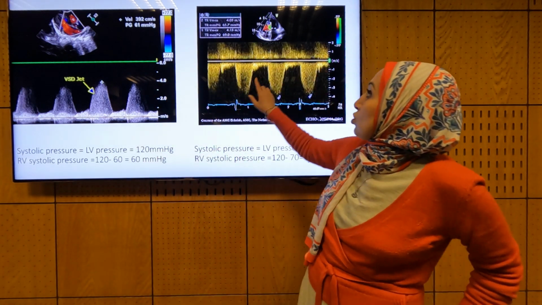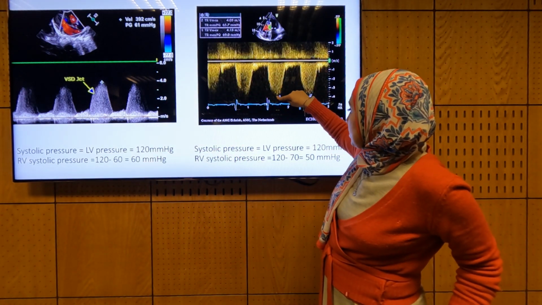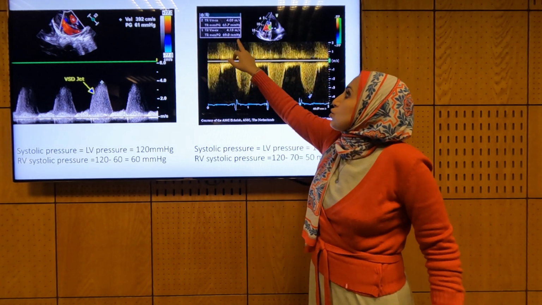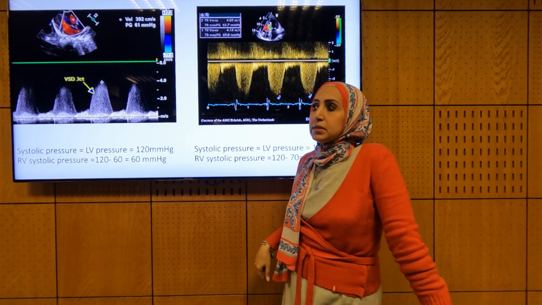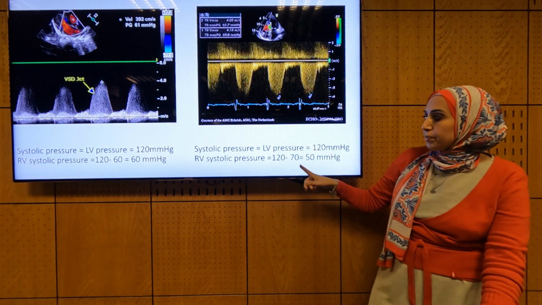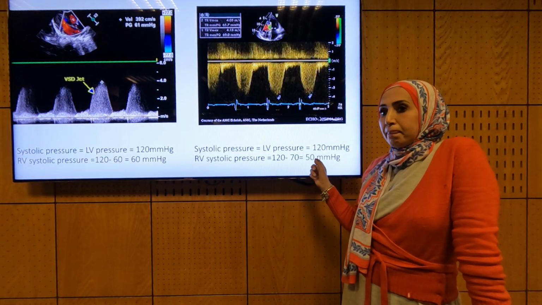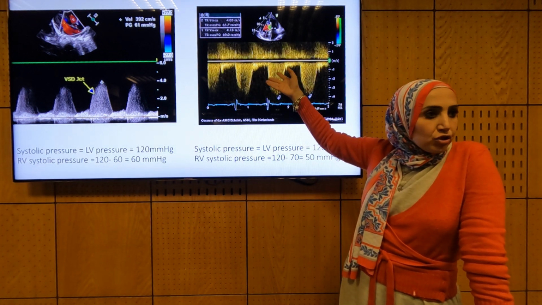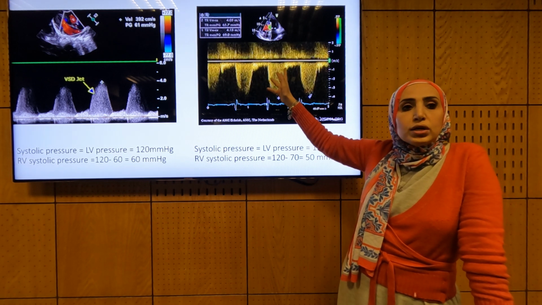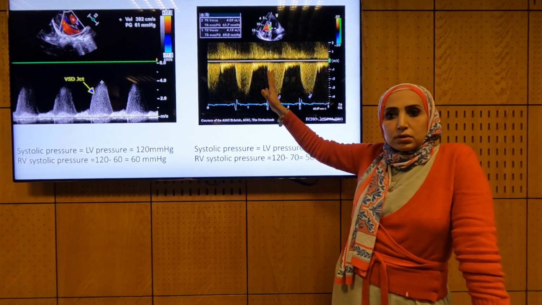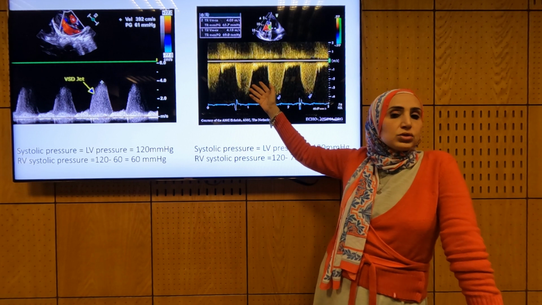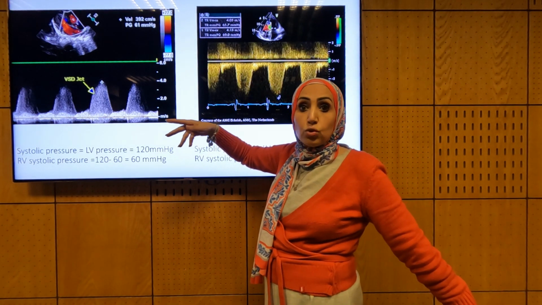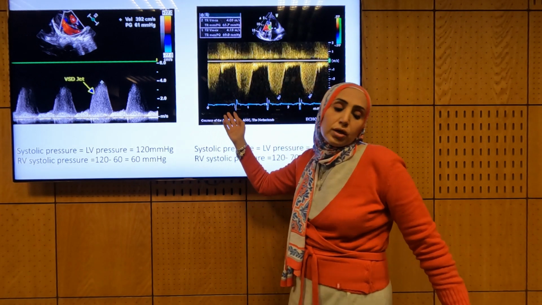Here the tricuspid incompetence. We have here tricuspid incompetence that is 4.2, so the tricuspid incompetence gradient is 70. So the RV systolic pressure equals what? 70 plus the RA pressure, which is between 5 and 10. So it will be 75. If you compare it to the systolic pressure, which is 120, it is 2/3. So this VSD is hemodynamically significant.